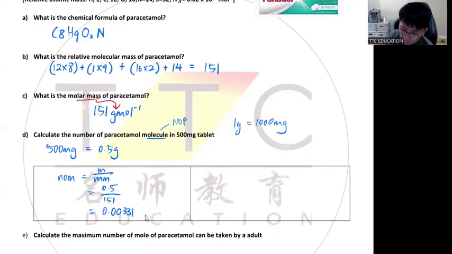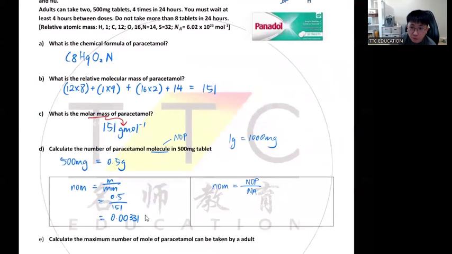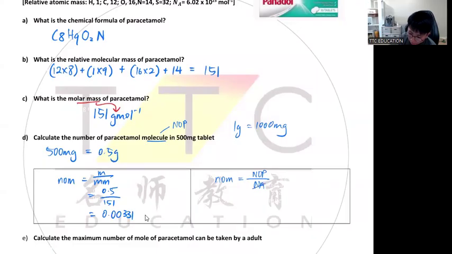Then we can go with the number of molecules. For the molecule formula, number of mole equals number of particle over Avogadro constant. Guys, remember, no need to memorize the Avogadro constant. It is given by the question, 6.02 times 10 to the power of 23. The number of mole is 0.00331. So you do the math, bring your number over. What is your number of particle?